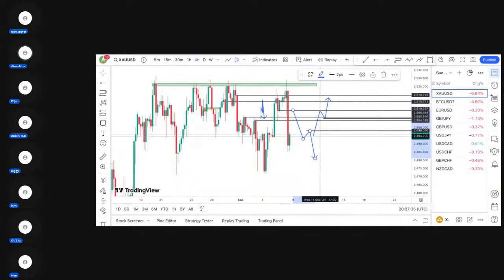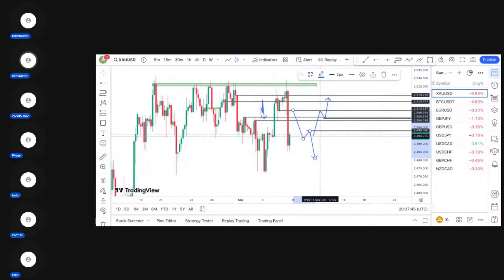Because there's a time you will be looking for setup, it will just spoil your day. But there's a time you will look for setup and you will see that this setup is very, very good.